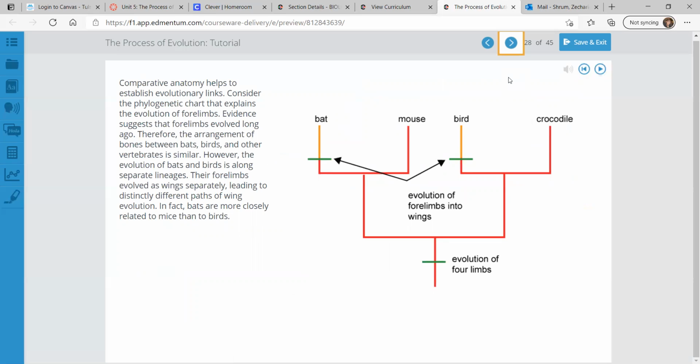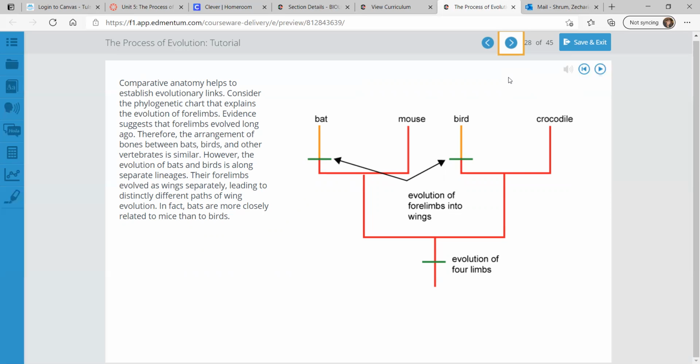Comparative anatomy helps to establish evolutionary links. Consider the phylogenetic chart that explains the evolution of forelimbs. Evidence suggests that forelimbs evolved long ago. Therefore, the arrangement of bones between bats, birds, and other vertebrates is similar. However, the evolution of bats and birds is along separate lineages. Their forelimbs evolved as wings separately, leading to distinctly different paths of wing evolution.